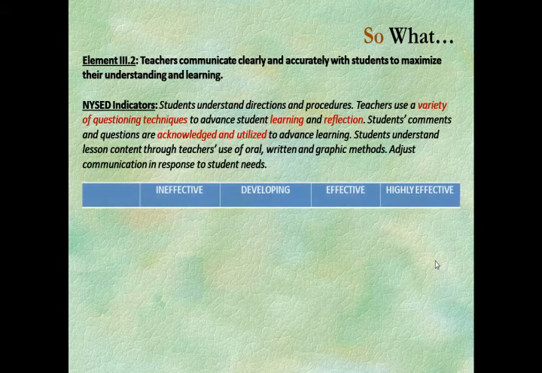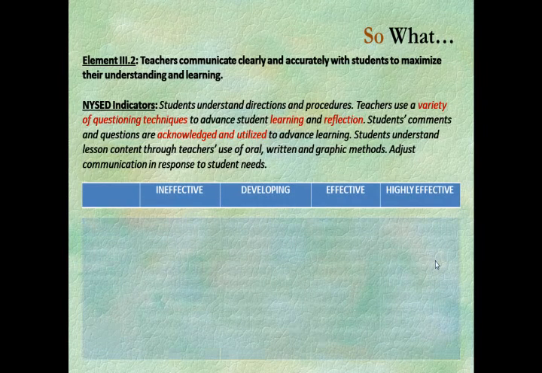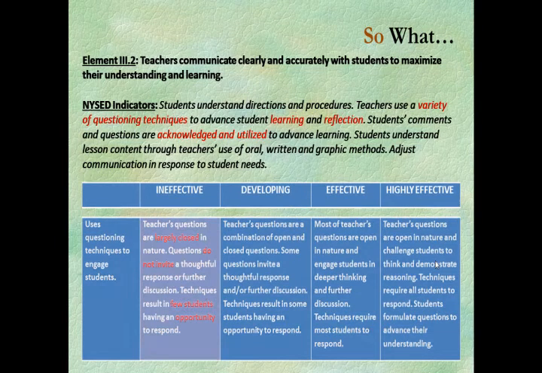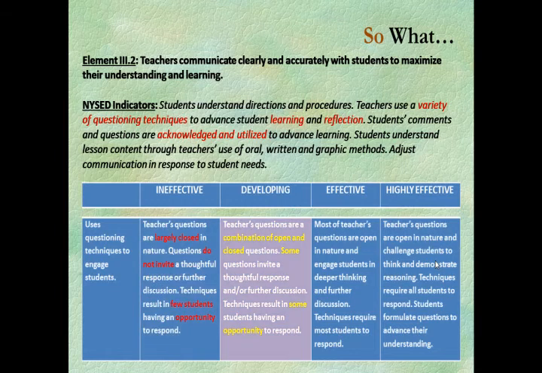And now, let's look at the rubric itself. As we move from ineffective to highly effective, let's mark some of the words that articulate what evidence of questioning techniques should look like at each level of practice. At the ineffective level, you may note some of the descriptors such as largely closed, do not invite, few students, and an opportunity. At the developing level, you might note combinations of open and closed questions, some, and some opportunity.